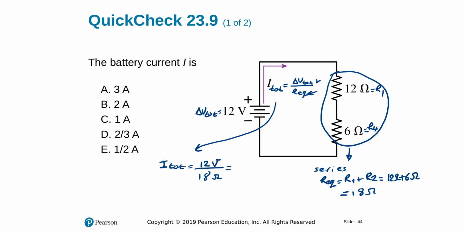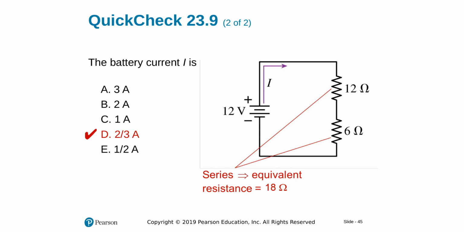I can find it as a number, but these are given as fractions, so I'll divide each by 6. 2 times 6 is 12, 3 times 6 is 18, so I'll have 2 over 3. Volt per ohm is ampere, or current is ampere. So the answer is 2 over 3.